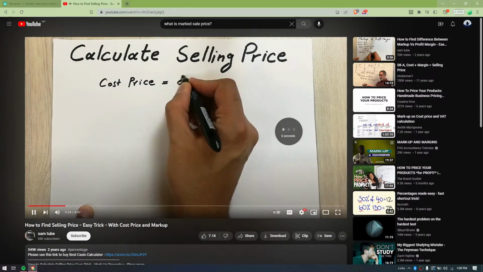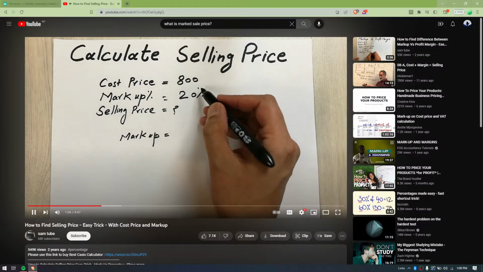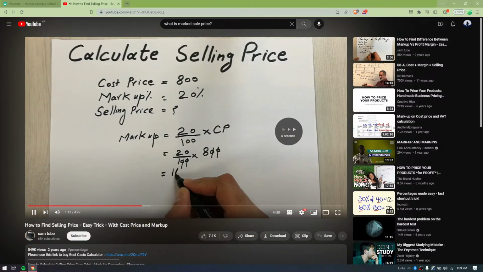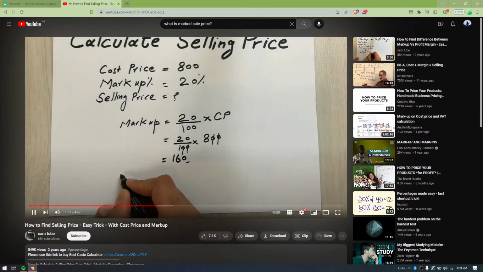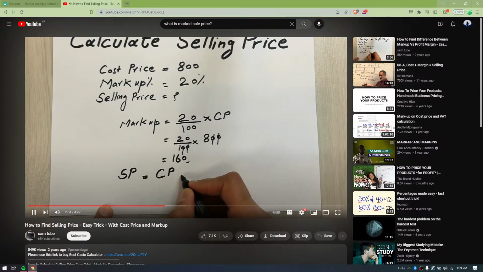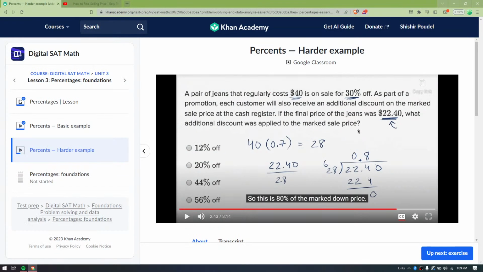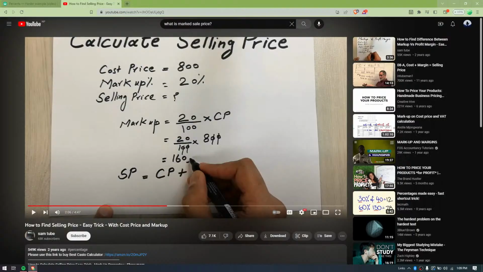First of all, we have to divide this 20%, okay, with the cost price 100. The next step, we have to simply put the formula to calculate the selling price. So the formula is cost price plus this markup.